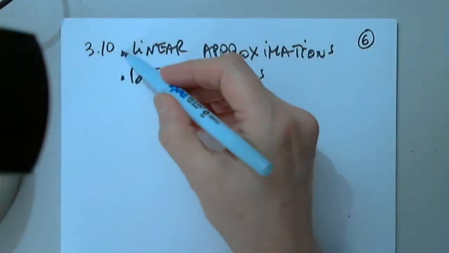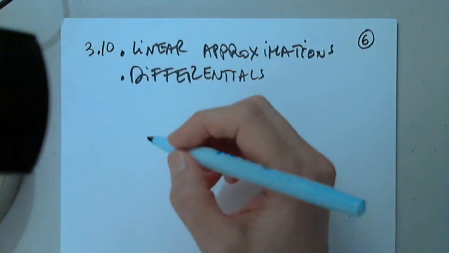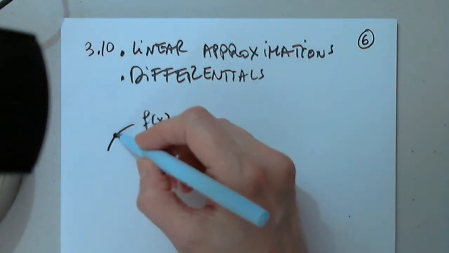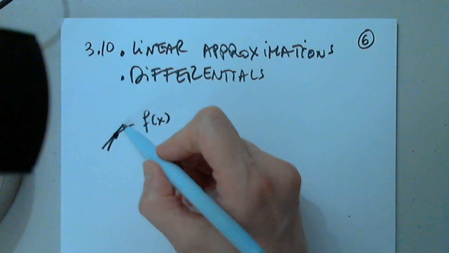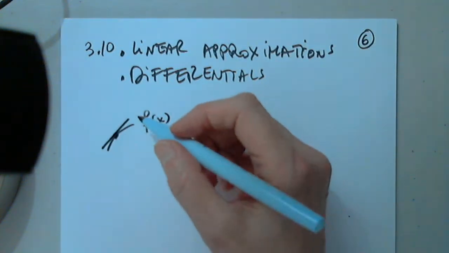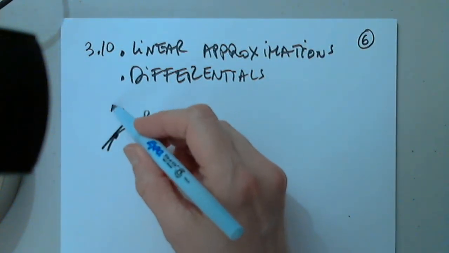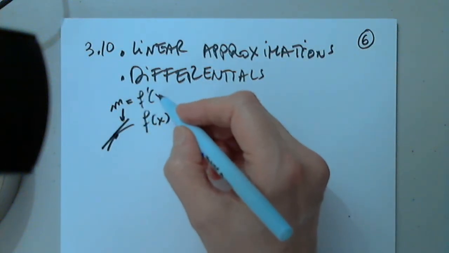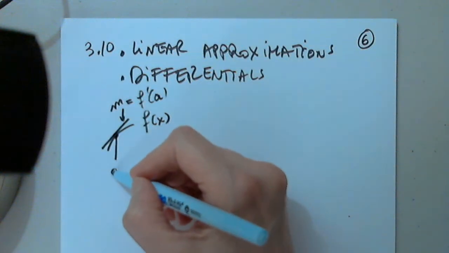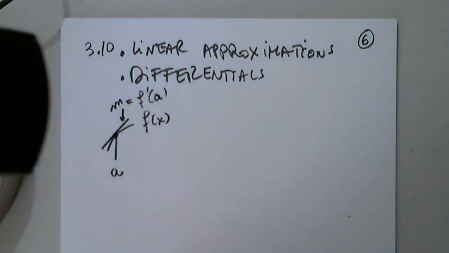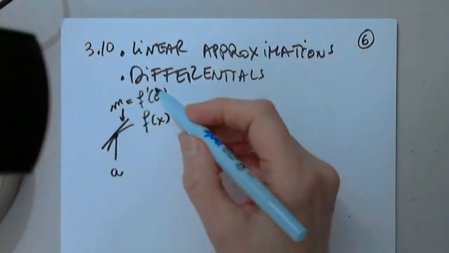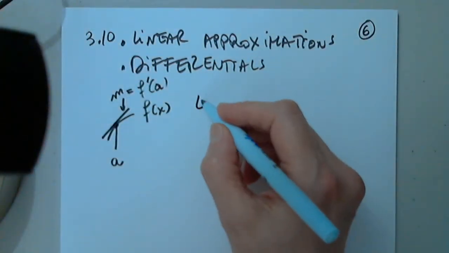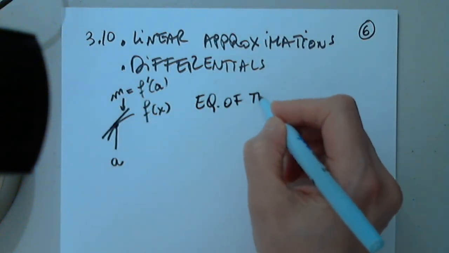You are familiar by now with the concept of a function, a point, and a derivative, right? So the slope of this line equals f prime at a. So let's say this is a. And you've already determined so many different equations, right? Equation of the tangent line.